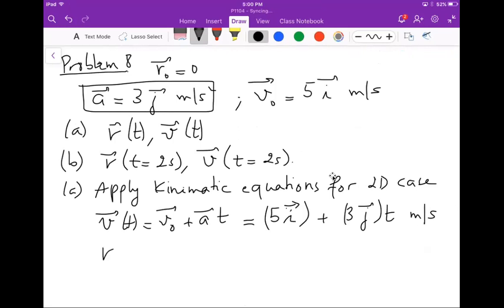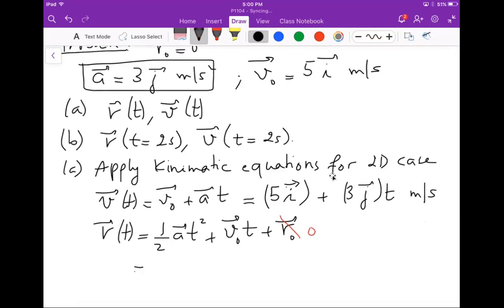Now, what about the r? We know that r as a function of time is given by half a t squared plus v0 t plus r0. And don't forget that all of them are vectors, right? So we know that r initial, or this r0, is equal to 0 because it's given. This is 0, so it disappears from the equation, and we are only left with what we have in here. So what do we have? We have half a, which is given by 3j, as we have seen, t squared, plus v0, which is given by 5i.